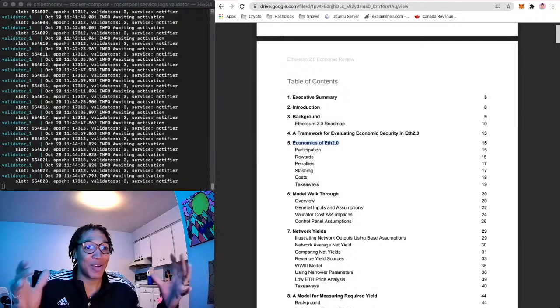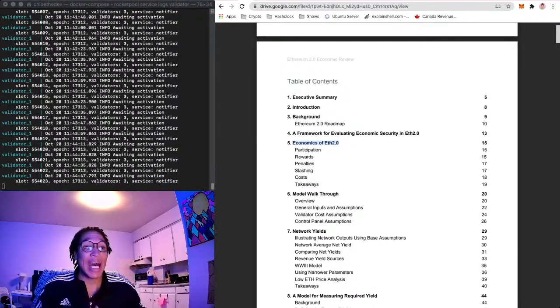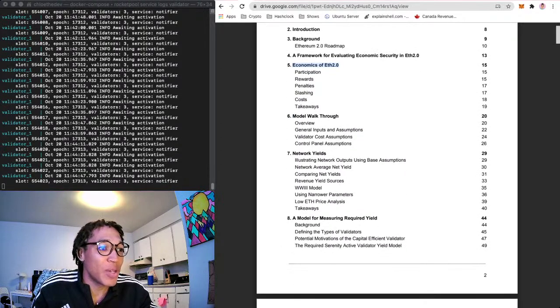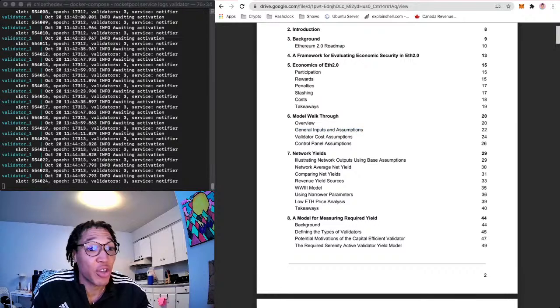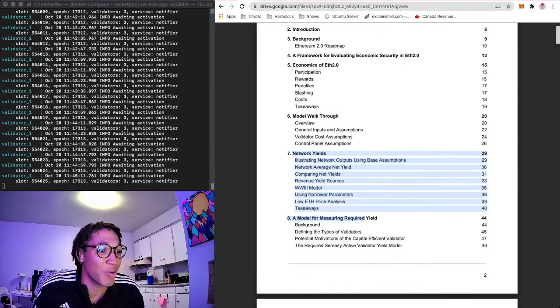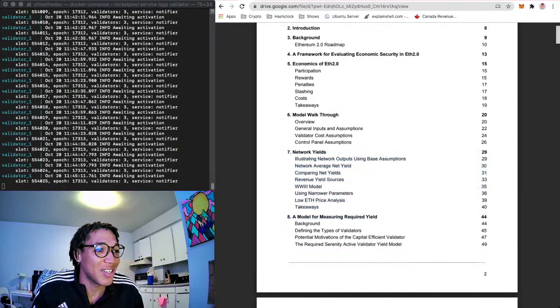After that, we now kind of know how this all works and comes together. So what we're going through now is a quick model walkthrough: an overview, general inputs and assumptions, validator cost assumptions, which is important because I plan on being a validator, and control panel assumptions. Then we're going to go through network yield, which is a bit longer of a section. Hopefully we'll have the time. We'll see where we get to, though. Let's get started.